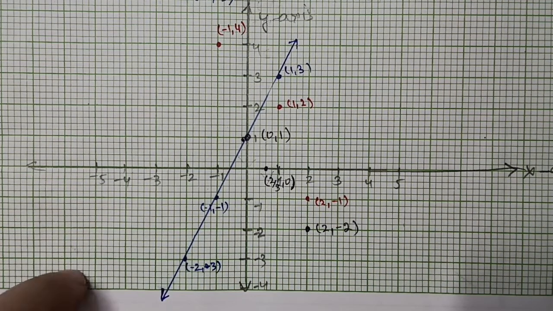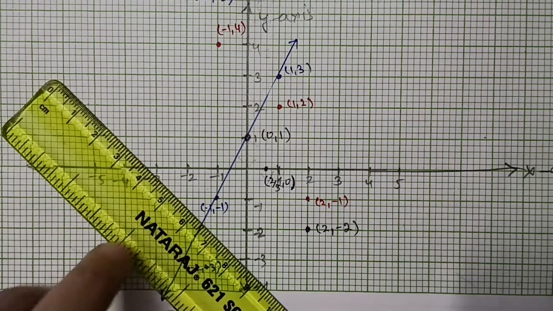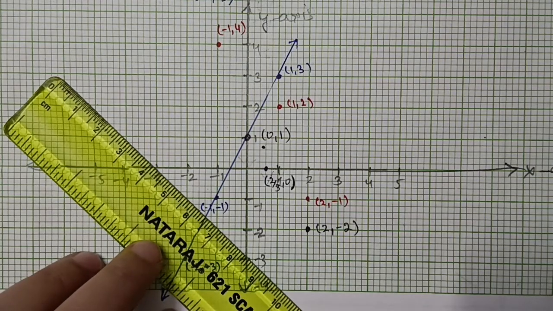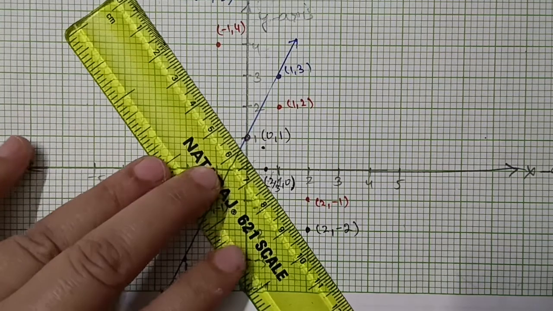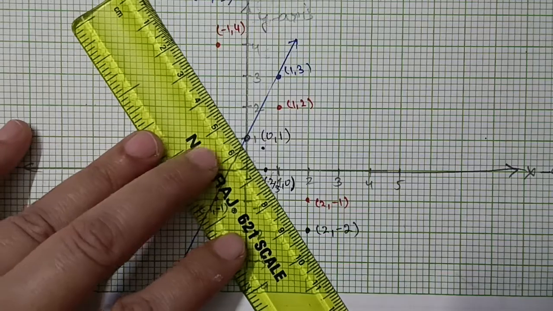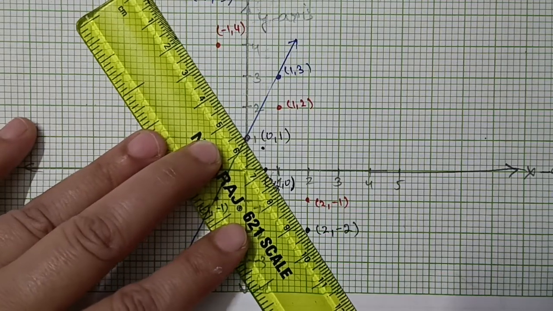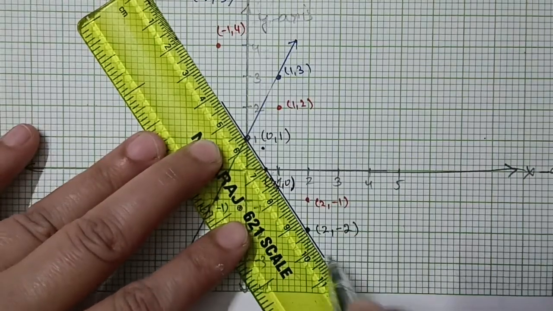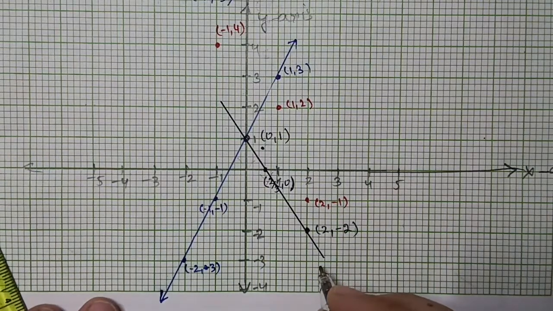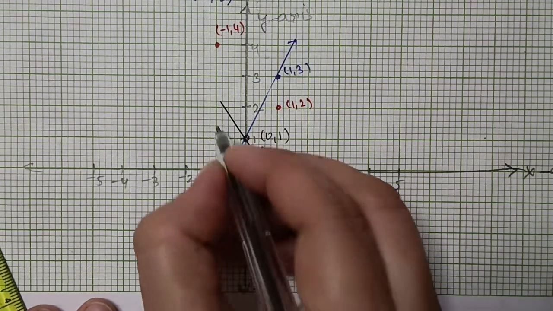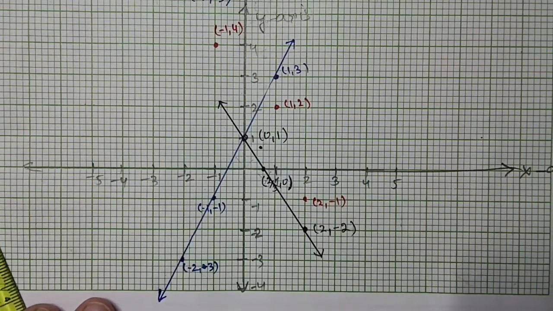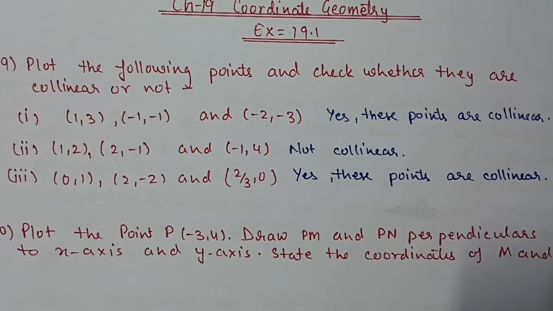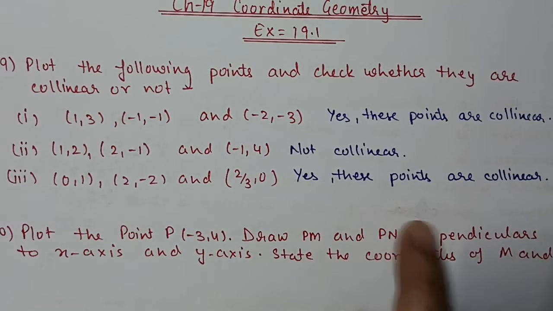Now these 3 points we have to check whether these are on a line or not. So you can see these points are coming on a single line. It means yes, these points are collinear points. Okay, these 3 points are collinear.